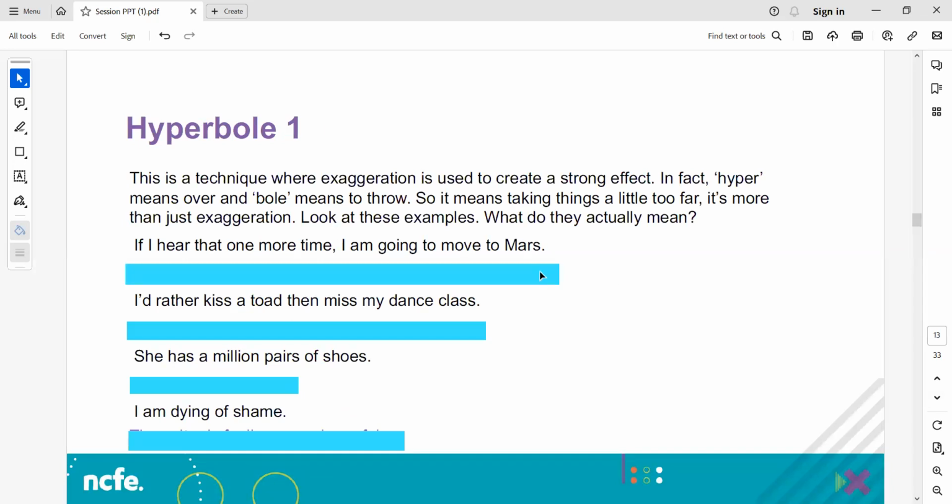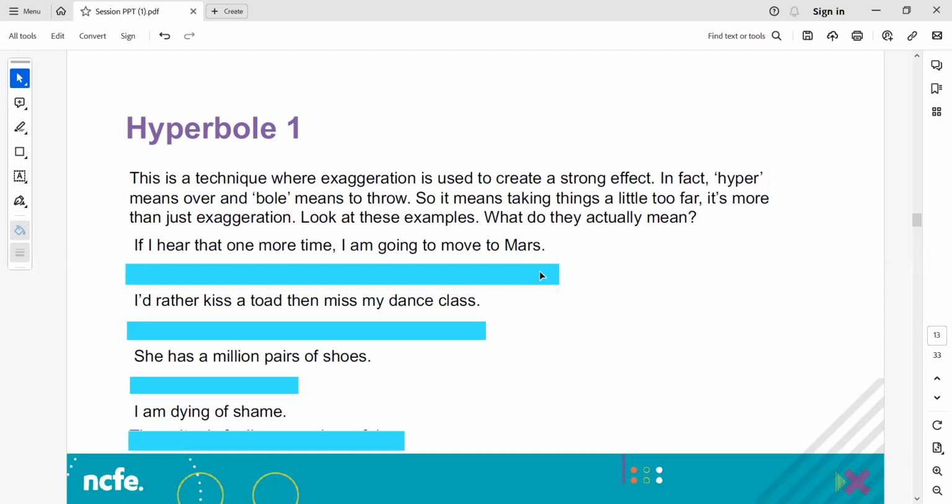So we're moving on to hyperbole, which is exaggeration. It's a technique where exaggeration is used to create strong effect. The meaning of the word is hyper, meaning over, and bole, meaning throw. So it's overthrowing something, taking it a little too far. So it's even more than just exaggeration. We've got some examples here of hyperbole or over-exaggeration being used.